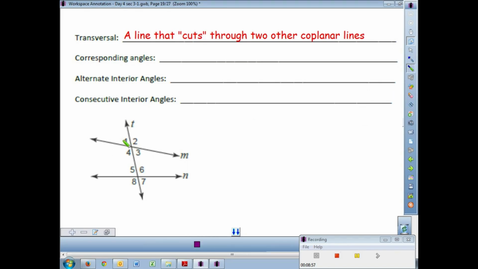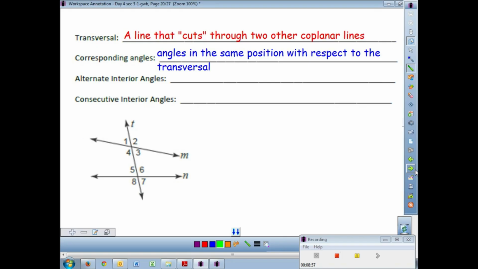So check me out here. I got a blue line, I got a red line, and I got a green line. And the transversal is the blue one, line T. It cuts through those two other lines, and it formed 8 different angles when it did that. Well, there are many types of angles in this picture. We already know about vertical angles and linear pairs.